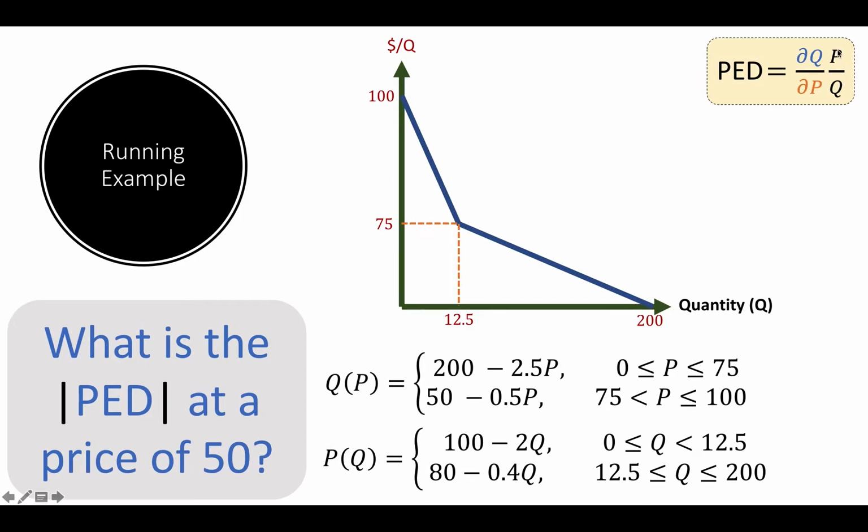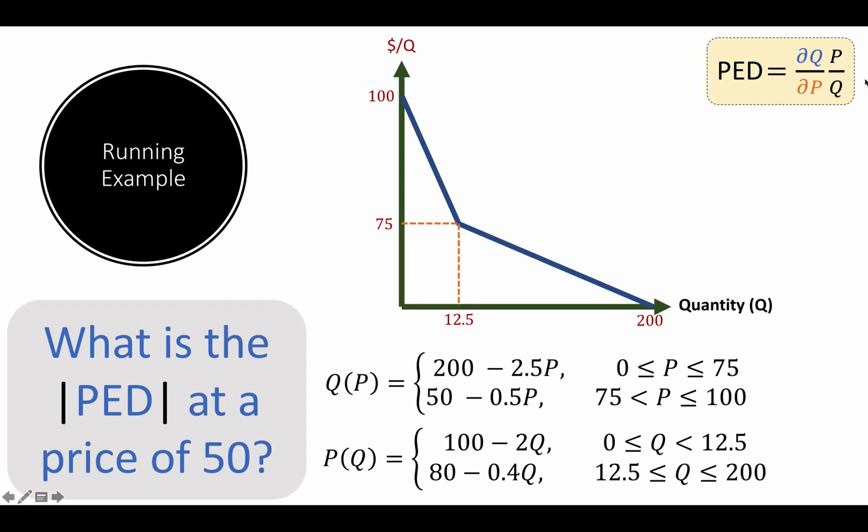And then we have to scale it by P over Q because basically we're taking this partial Q over Q, that gives us our relative change in quantity, and we're dividing that by the partial P over P, and that gives us our relative change in price.